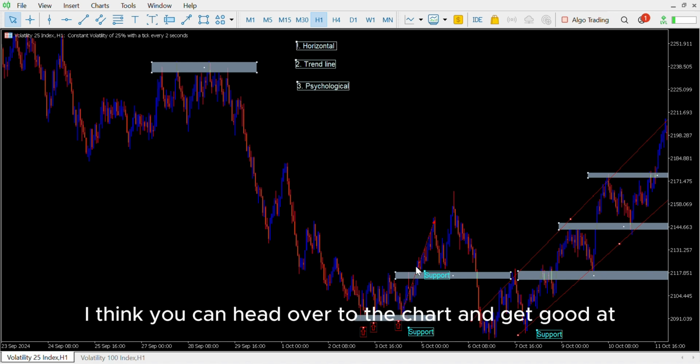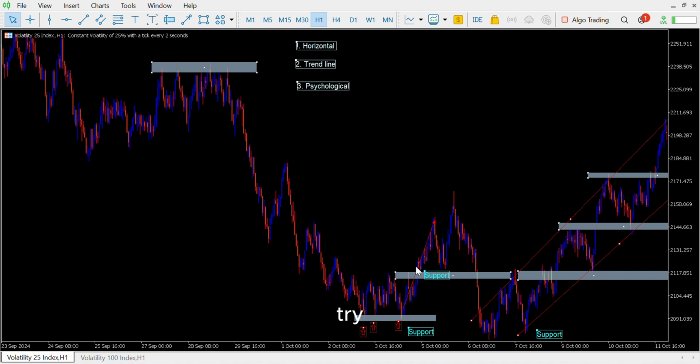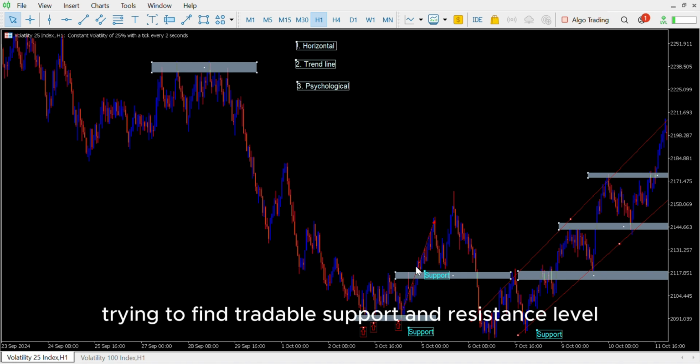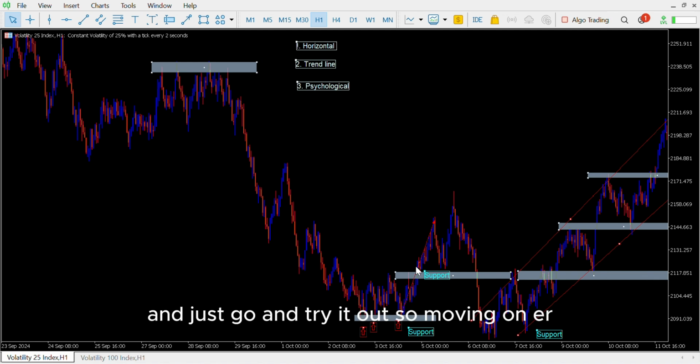So now I think you can head over to the chart and get good at trying to find tradable support and resistance levels, and just go and try it out.